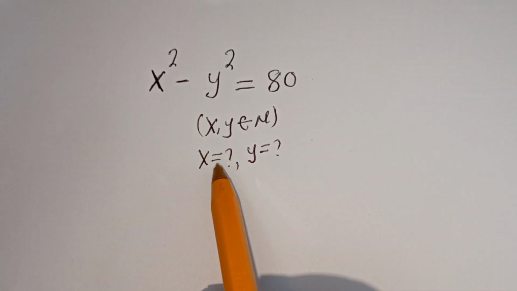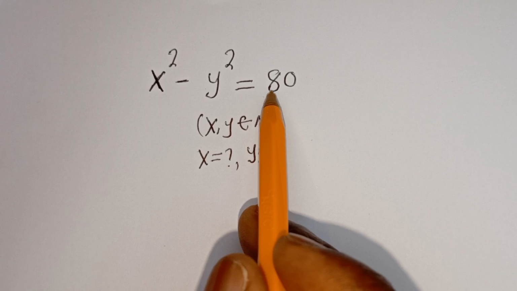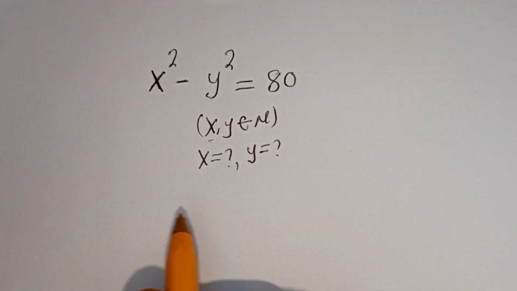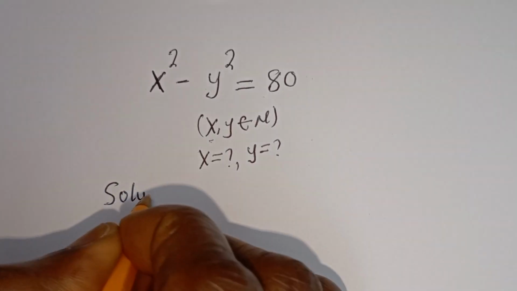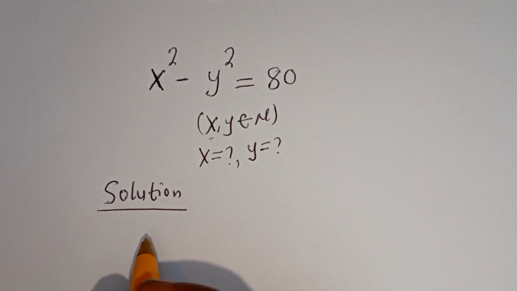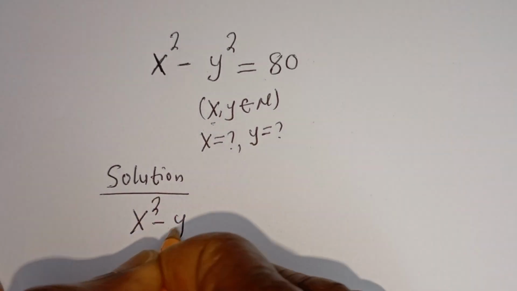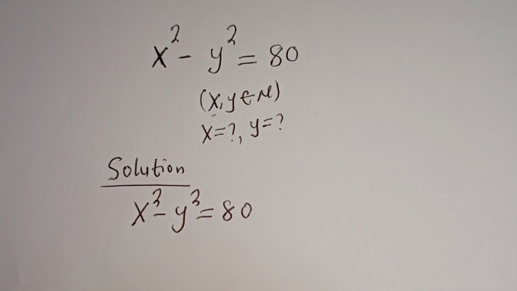Hello, how to solve for x and y in this equation x squared minus y squared is equal to 80, where x and y are members of the natural numbers. Solution. Then we have x squared minus y squared is equal to 80.